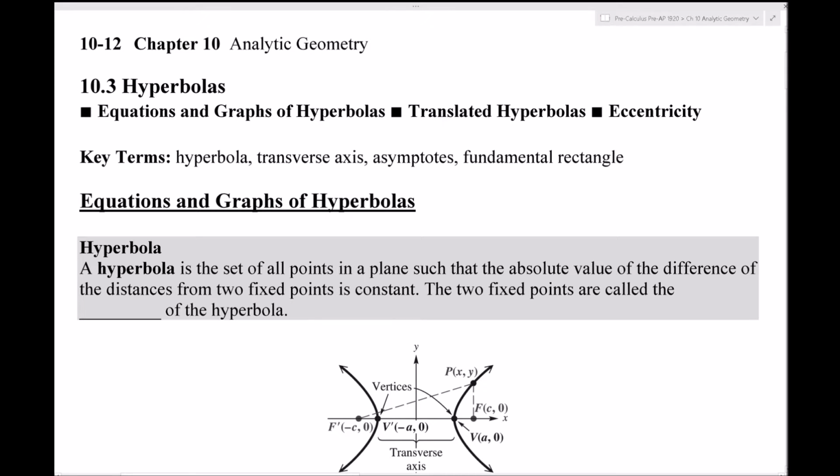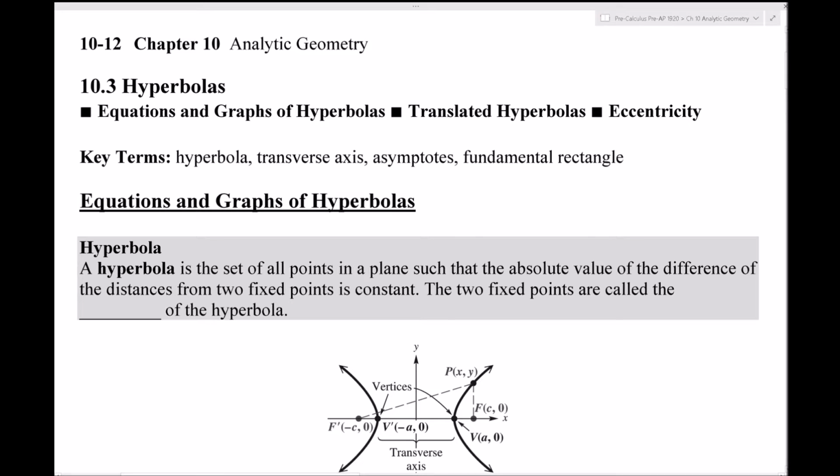Section 3 on hyperbolas. This will be the second video that we're going to do for this particular section. The previous video for this section went over the derivation of the standard form of the equation of a hyperbola that's oriented horizontally. So we started off with the definition in that video, given here.